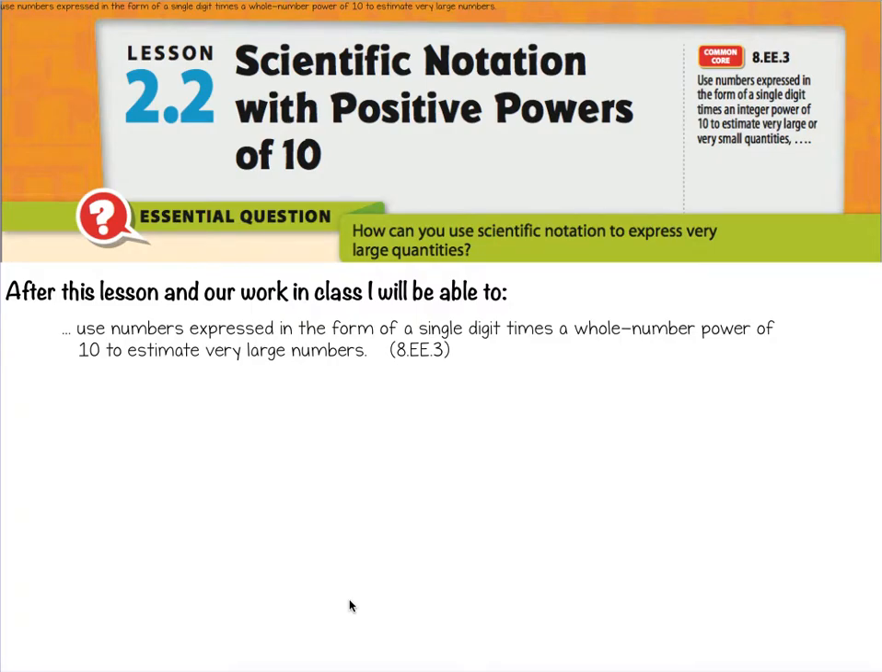Welcome to Module 2, Lesson 2, Scientific Notation with Positive Powers of 10. Today we're going to talk about using numbers expressed in the form of a single digit times a whole number power of 10 to estimate very large numbers.